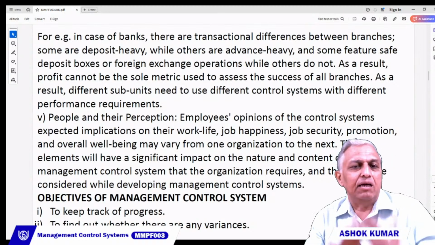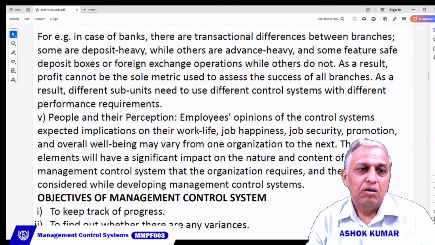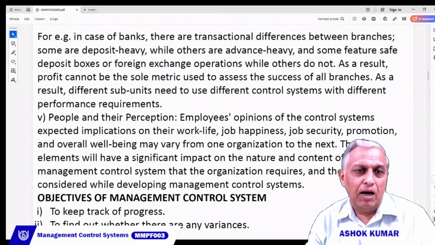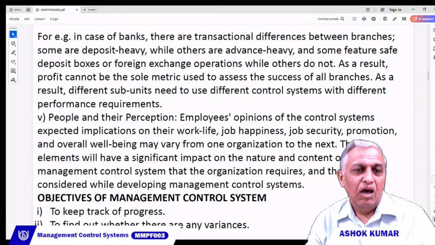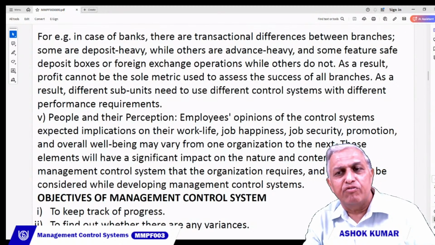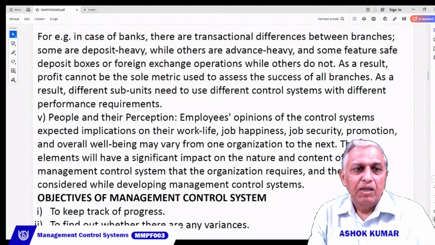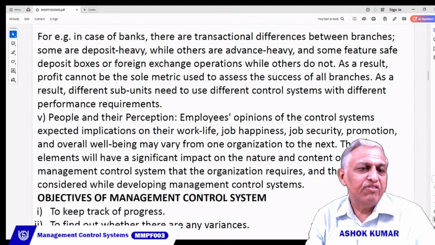It may so happen that in an area where we have, say, multinational corporations, there you need to have foreign exchange operations also. Or in the MNC area, definitely you need to have foreign exchange operations on a routine basis. Whereas a village or small territory bank will not be doing so, because it is not their cup of tea. So as a result, profit cannot be the sole metric used to assess the success of all the branches. As a result, different subunits need to use different control systems with different performance requirements.